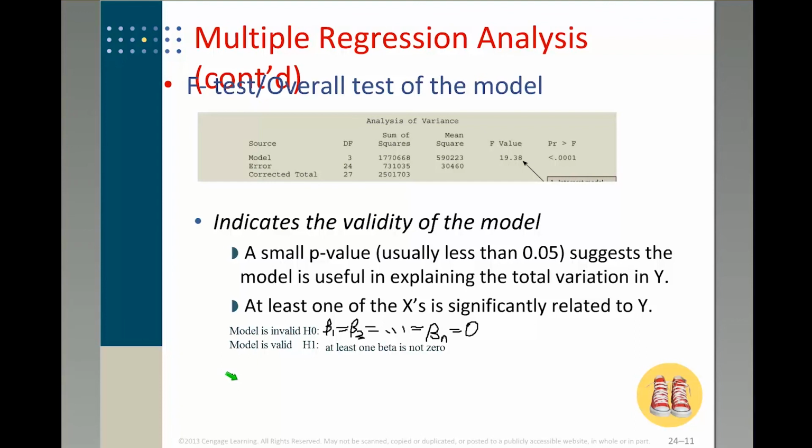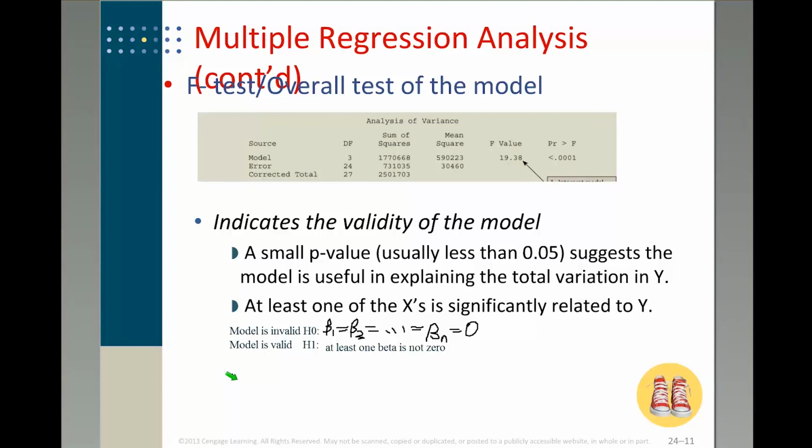So let me type it one more time. We love small p-value, a p-value that is small enough, that is smaller than alpha, the significant level, enables us to reject the null hypothesis.